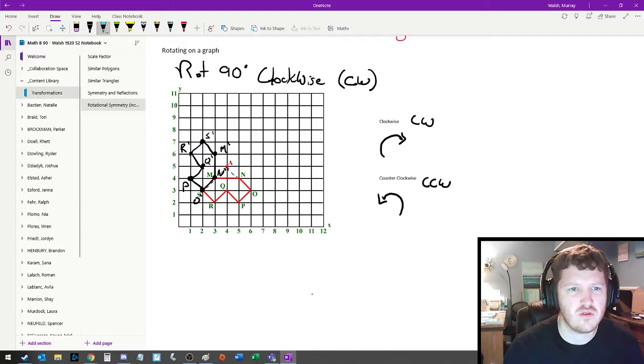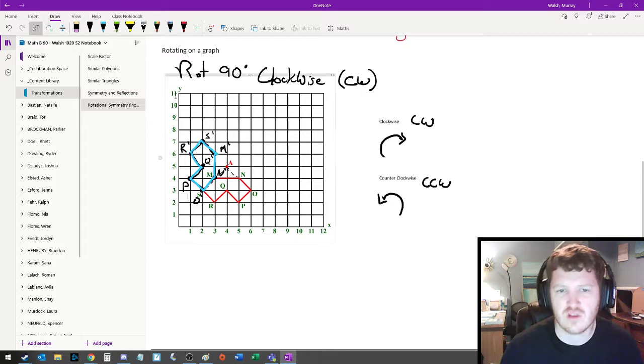So I'm going to grab a new color just so we can see the shape a little bit better. We end up with the shape landing just over here after it was rotated 90 degrees clockwise.